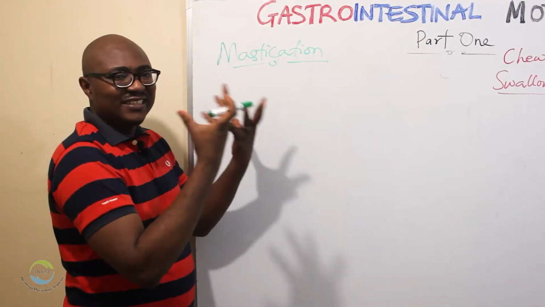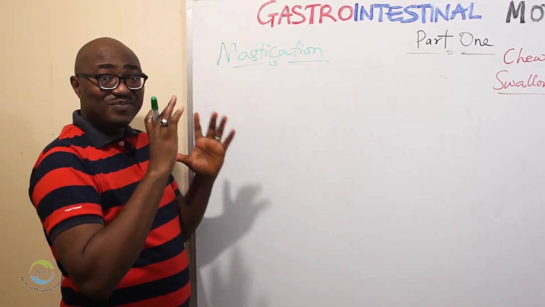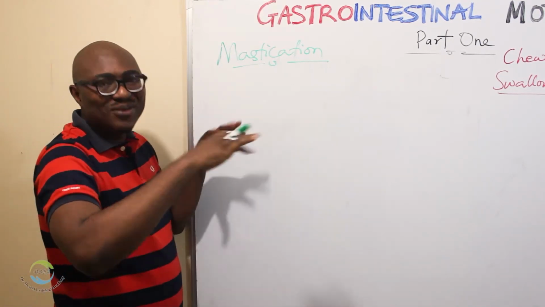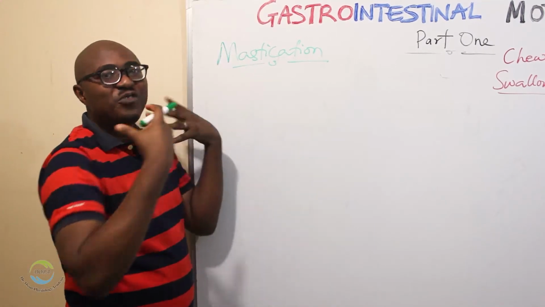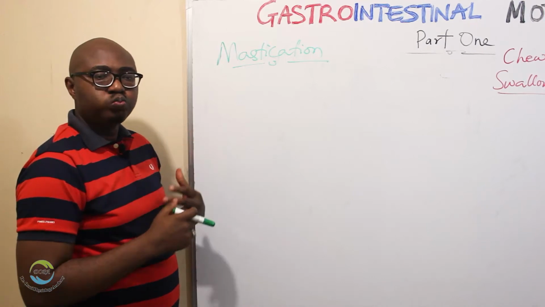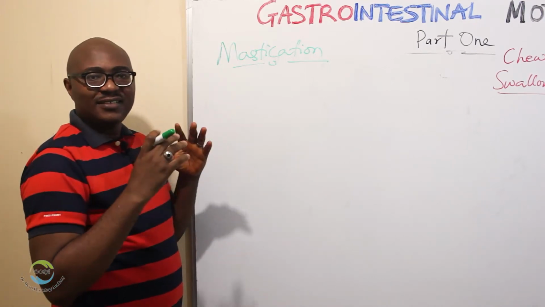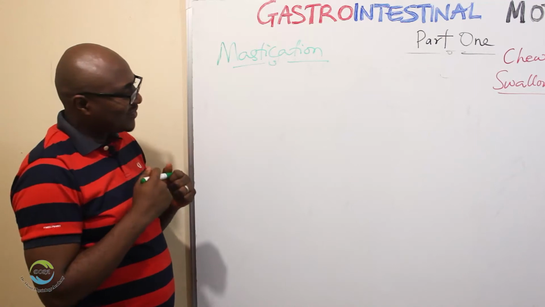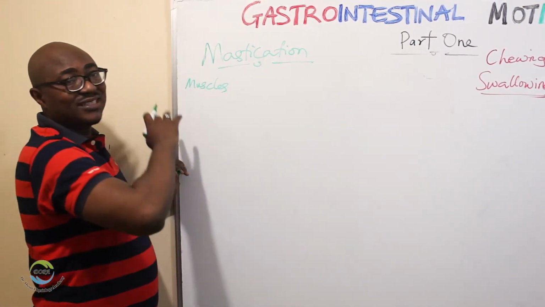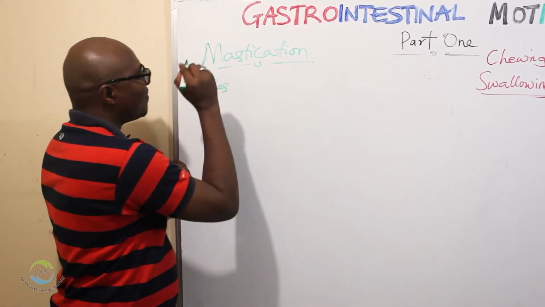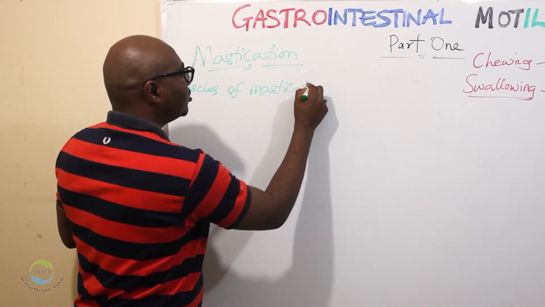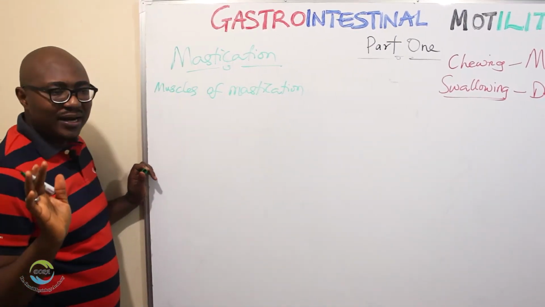Now, mastication is a physiological process. And physiological processes, the effectors are what? Muscles, glands. But in this case, obviously, they are controlled by muscles. Chewing. You're chewing like this. That's it. So you have muscles of mastication. So mastication is controlled by what? Muscles of mastication. I'm sure you know that from your anatomy.